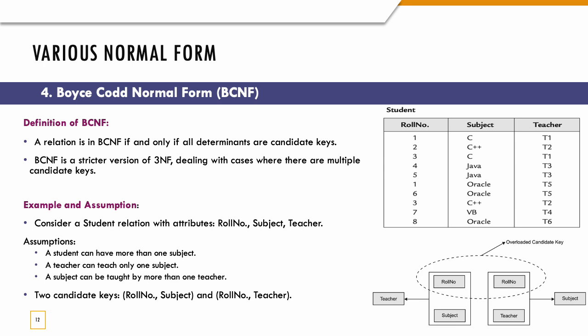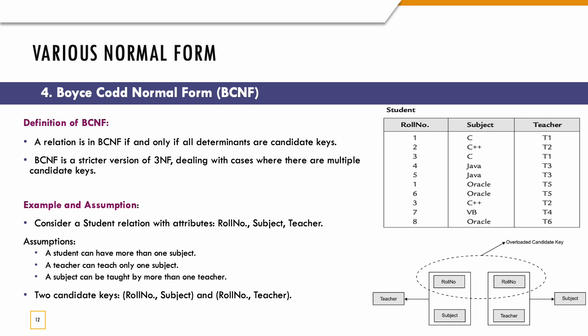Okay, forget it. So BCNF is the stricter form of third normal form, right? It's the advanced version of third normal form, and it's more strict related to its requirements.